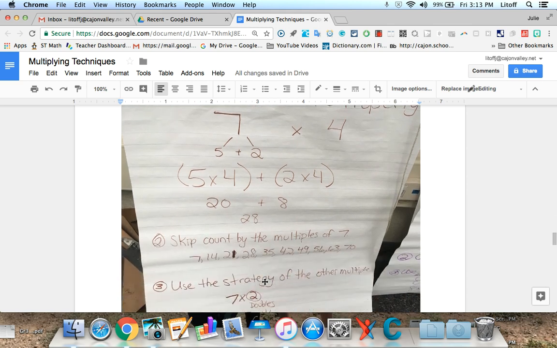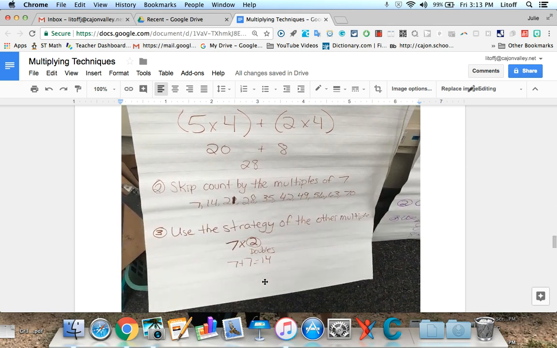Of course, you can skip count by 7's, or use the strategy of the other multiple. If you have 7 times 2, instead of using the distributive property, why don't you just double the 7? Because we know you can do that with 2's.